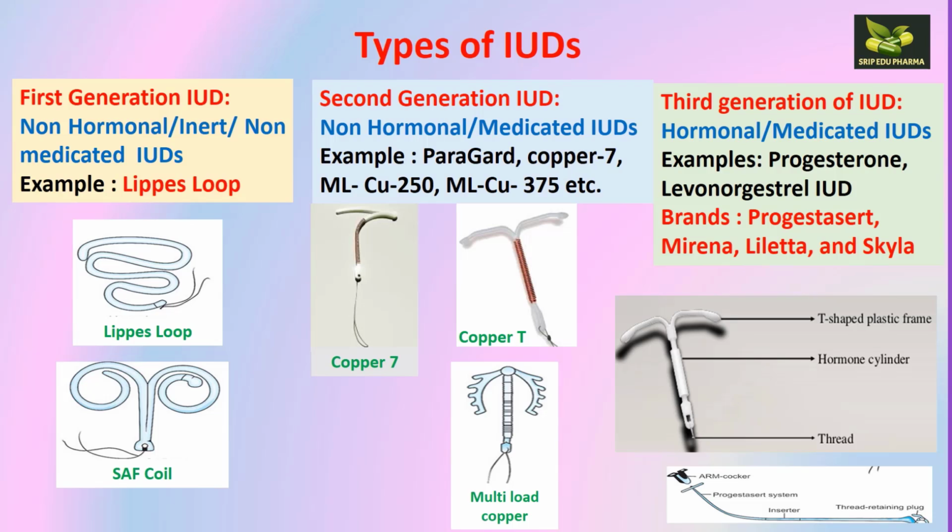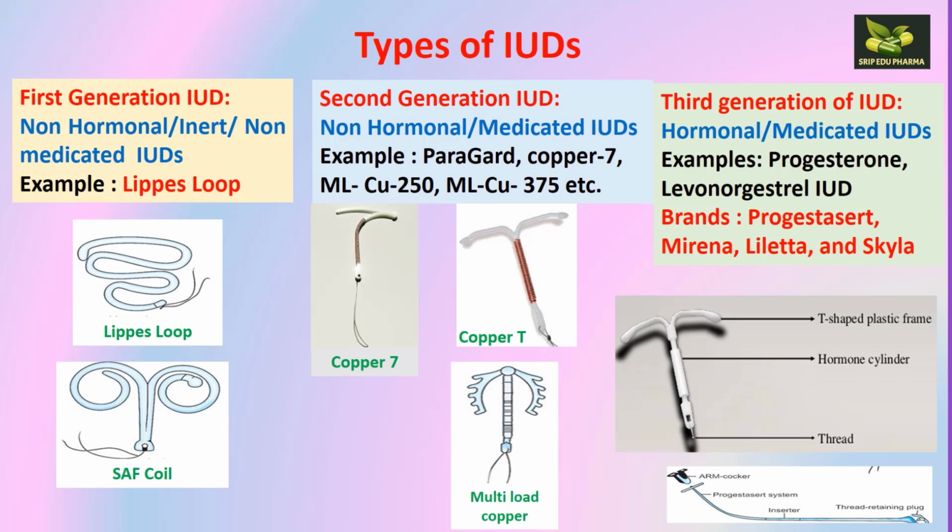Here 250, 375 is the area that is involved, the area of this device, that is the number 250 or 375, that we'll see later in the detail of types. Then comes third generation. In third generation all the things are same, but here it is hormonal or medicated because in this there is a hormone cylinder from which the hormone releases gradually.